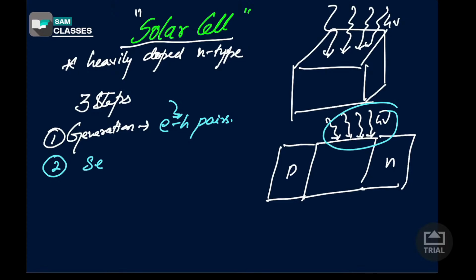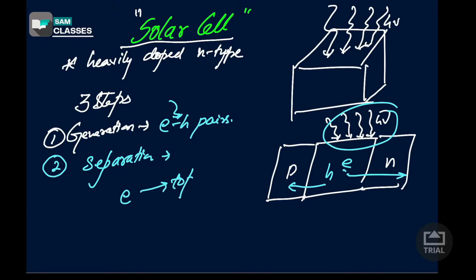Second step, separation. So electrons once generated, what will they do? They will move towards the N type, holes towards the P type. Yes or no? So whenever the electrons are moving towards N and holes towards P type, electrons we collect at top and holes we collect at bottom. That's it. Clear?